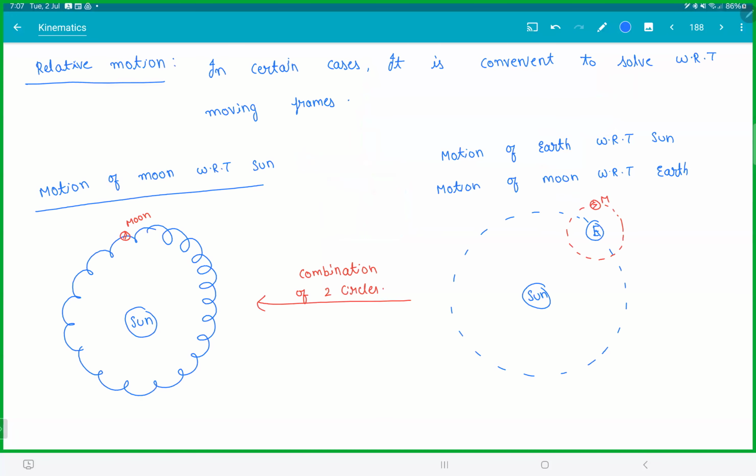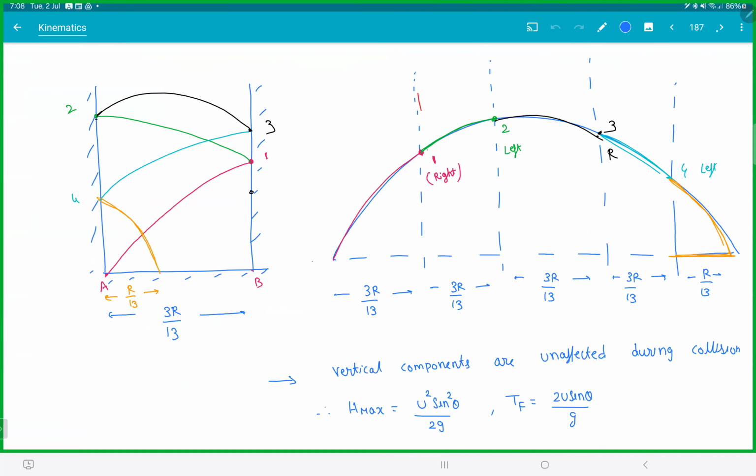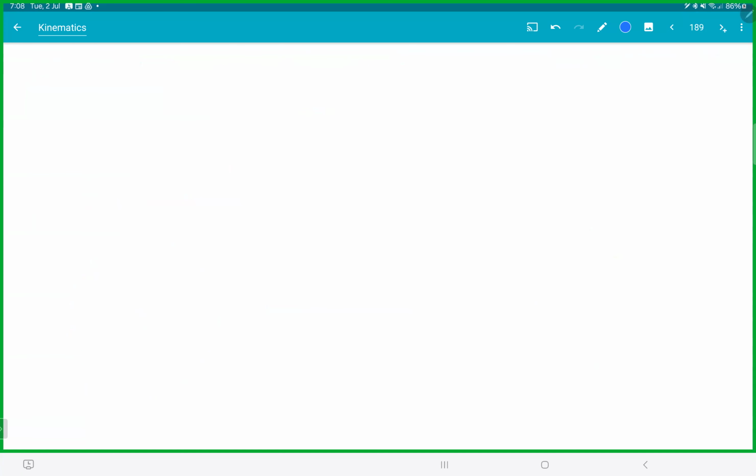So in certain cases, it becomes quite easy to solve with respect to the moving frame. So how do we study this then? It is clear that studying with respect to a moving frame makes things better.